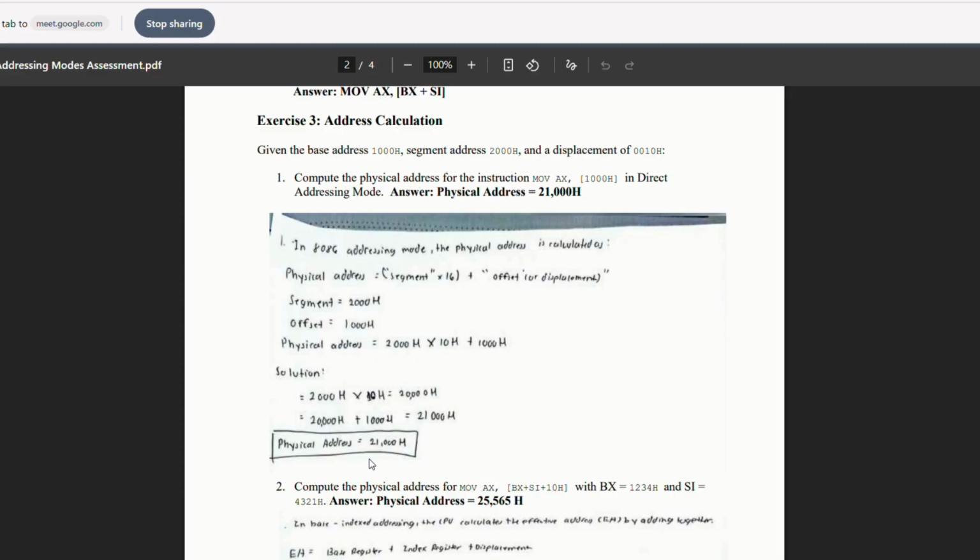So the segment tells us the memory block starts at 20,000H, and the offset tells us how far inside that block the data is, which is 1000H. By adding them together, we get the exact physical memory location, which is 21,000H. So the CPU can now access the memory at the physical address 21,000H.